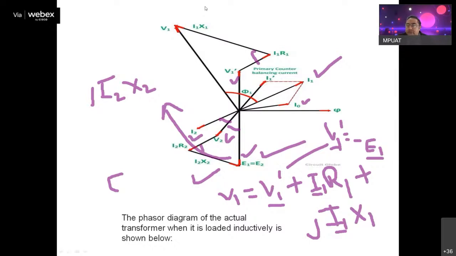Okay, because this is a very important question from your examination point of view. Draw the phasor diagram of a loaded transformer when it is inductively loaded, when it is resistively loaded, when it is capacitively loaded. Okay, so this is a very important question from your examination point of view. That is why I am focusing on it.